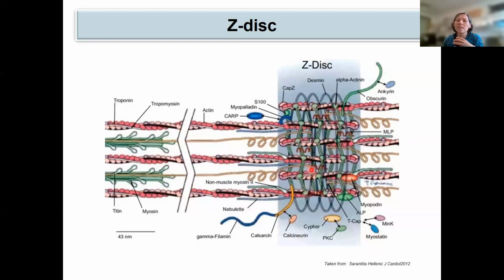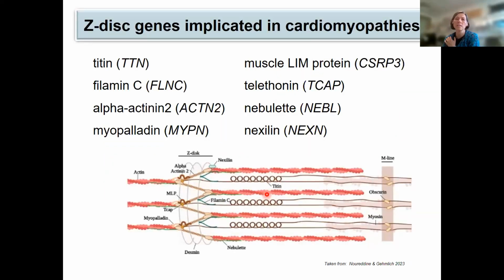The Z-disc is a protein-rich structure that anchors the thin filaments, so the actin filaments of the contractile apparatus. It's made of many, many proteins, and a few of them have been shown to be disease genes for cardiomyopathies. A couple are listed here. Titin starts in the Z-disc but is much longer. But classical Z-disc proteins include filamin C, alpha-actinin 2, myopalladin, muscle LIM protein, telethonin, nebulette, and ZASP. Today I'm going to focus on 2 or 3 of them.